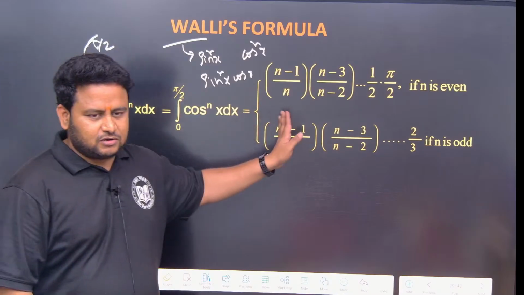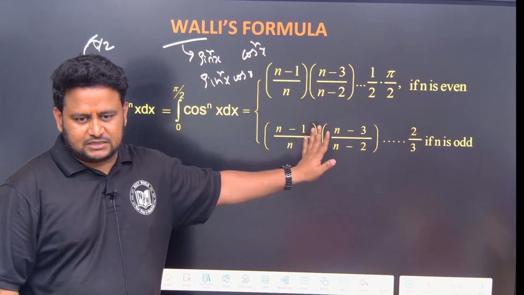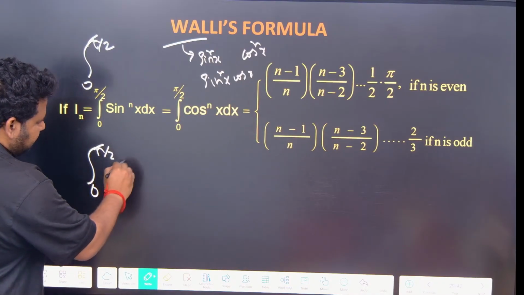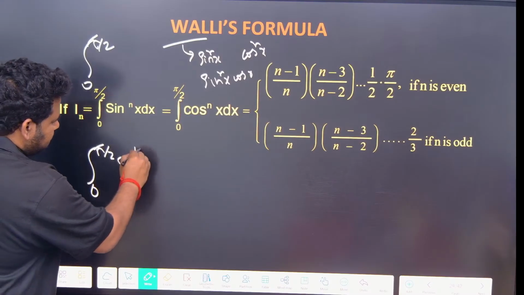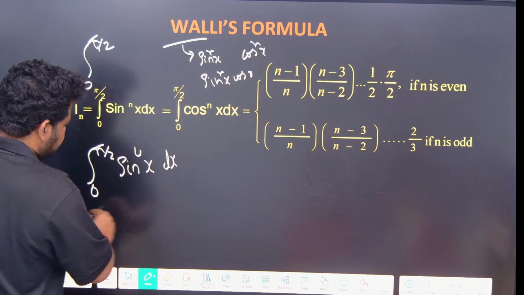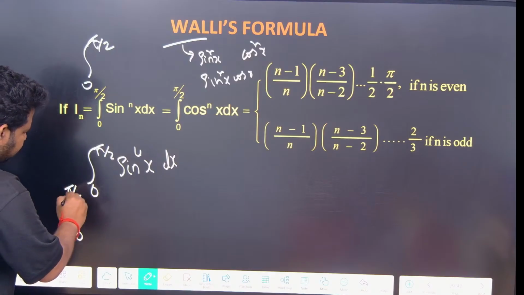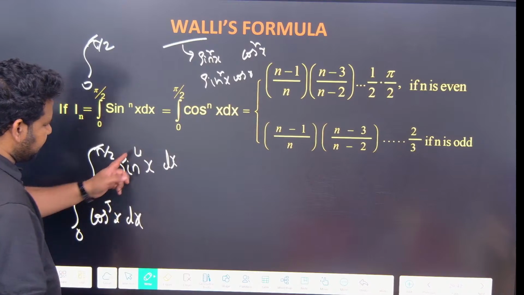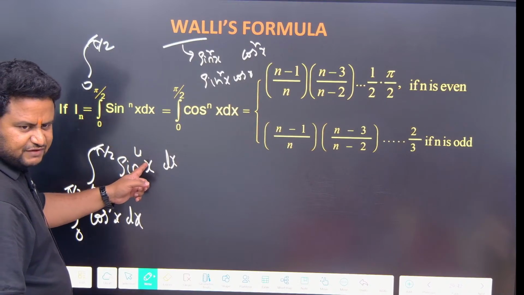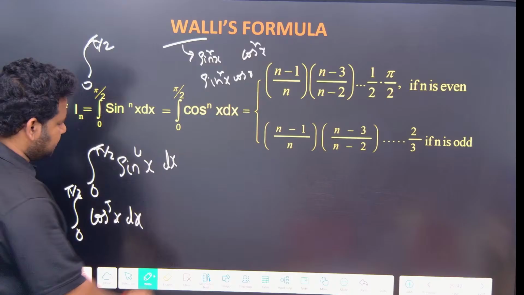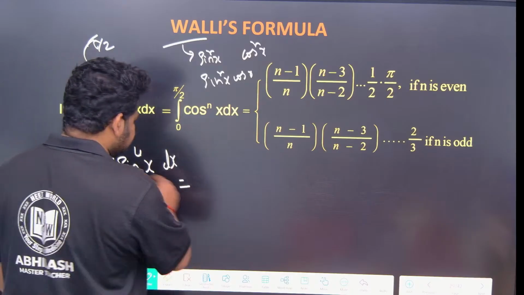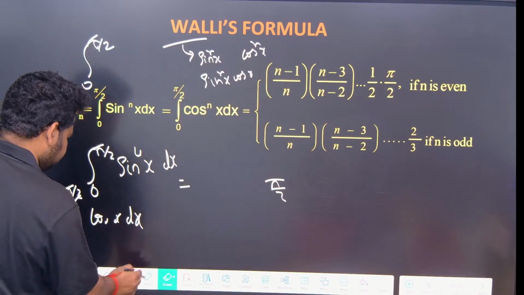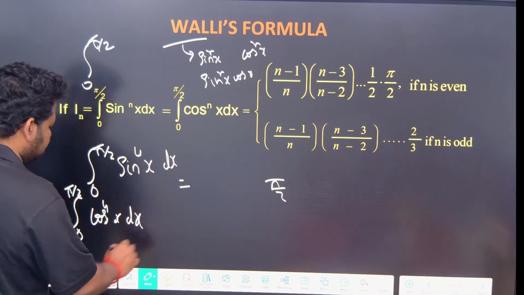Should you remember this formula? No, you don't have to remember it like this. Suppose I am having integral from 0 to pi by 2 of sin power 4x dx, or integral from 0 to pi by 2 of cos power 5x dx. Here we are having even power, here we are having odd. When there is even, you should write pi by 2.